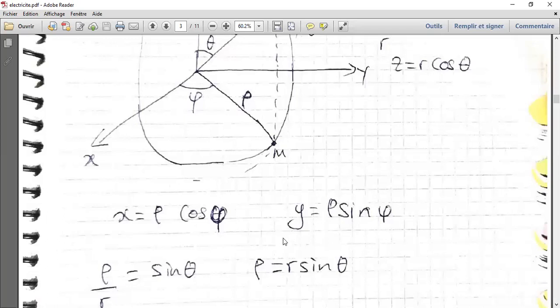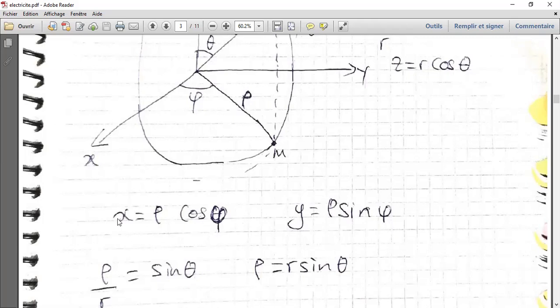Then for Y, you have seen your Y is this line. The line which is parallel is your Y, and this angle is formed here. So this is the hypotenuse and the opposite. Imagine there's a line here, which is the opposite. So sine is equal to opposite over hypotenuse. The opposite is your Y, and your hypotenuse is rho. Then if you do a cross multiplication, you have Y equals rho sin phi.